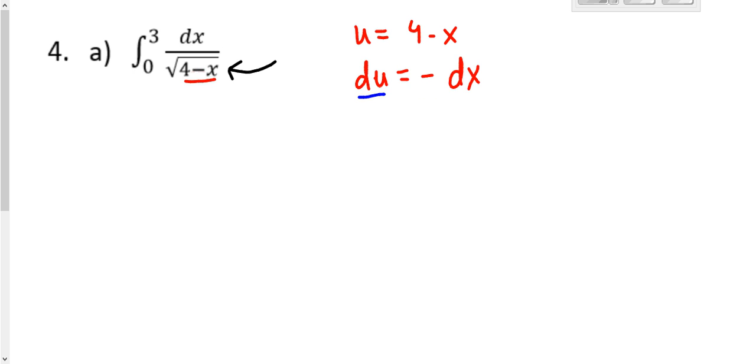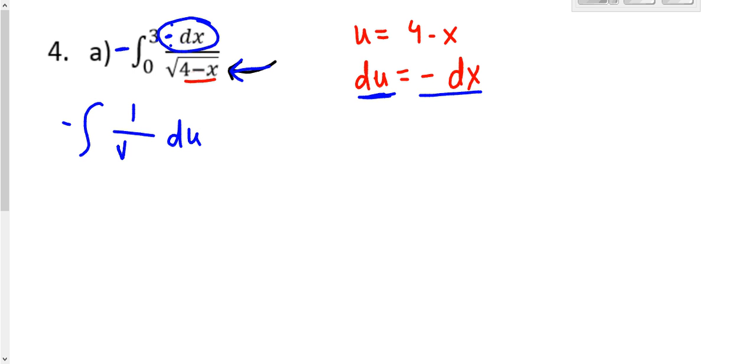So if du equals negative dx, that means that we need a negative here. If we put a negative there, we need to undo it by putting a negative on the outside. So when we do this process, we have negative integral. Negative dx becomes du. And then be careful because this is in the bottom, so it's going to stay in the bottom. Negative, we have the square root of u.